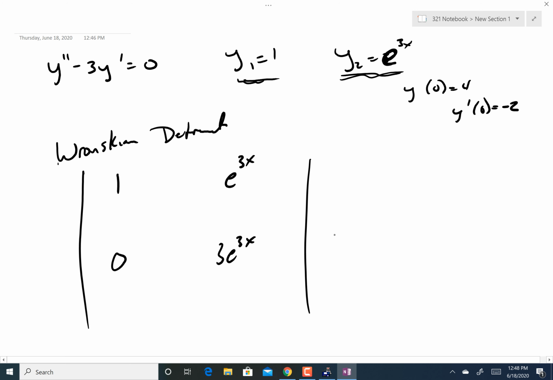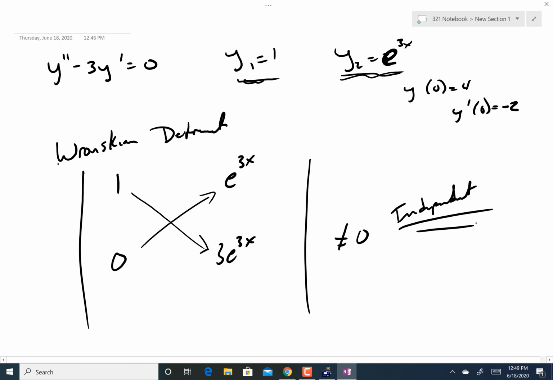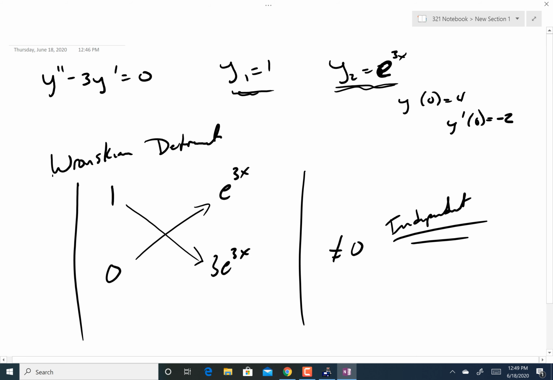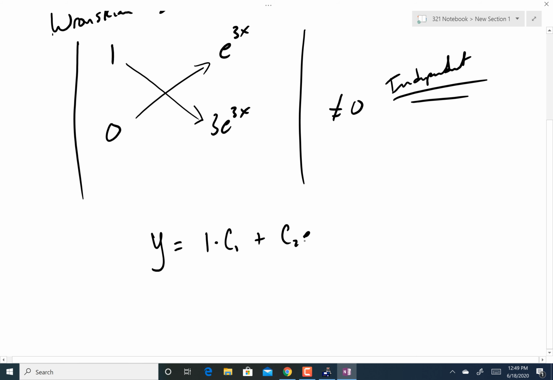And then I'm going to take the determinant. And the determinant better not equal 0. If it does not equal 0, they are independent. If it equals 0, they are dependent. So cross multiply, that's that, minus 0 is, well, it's not 0. That's what it is. So yes, they are independent. So then my solution is simply going to be y equals 1 times c1 plus c2 e to the 3x.